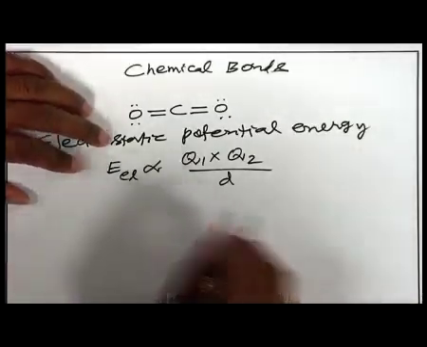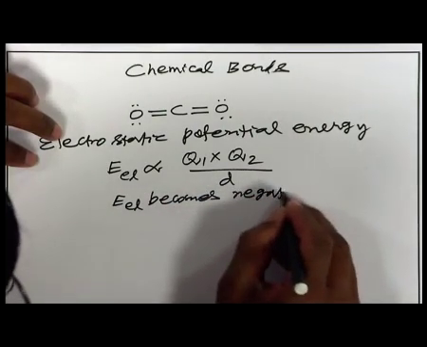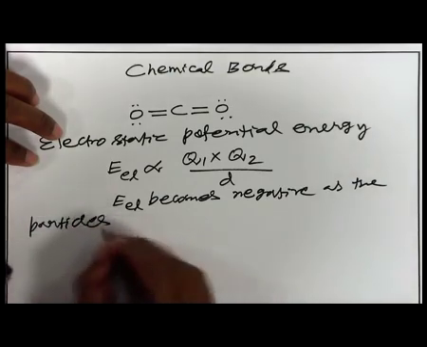When they approach each other, the energy is decreasing. Because the charge on one particle is negative and the charge on the other is positive, the product of positive and negative is negative. So, the energy becomes negative as they approach, and it becomes further negative when the distance between the particles decreases. So, the energy decreases when two oppositely charged particles approach each other.